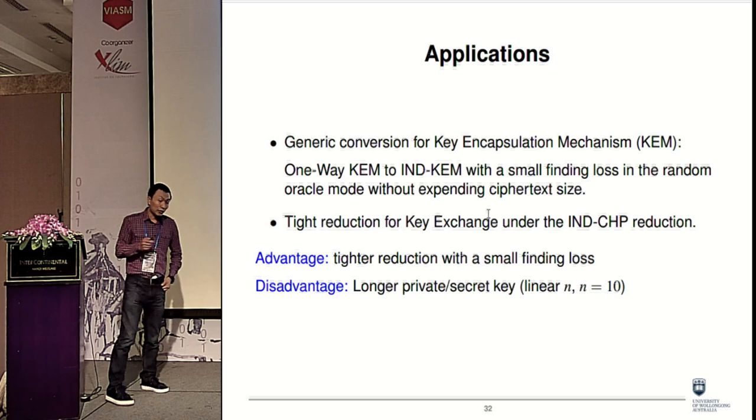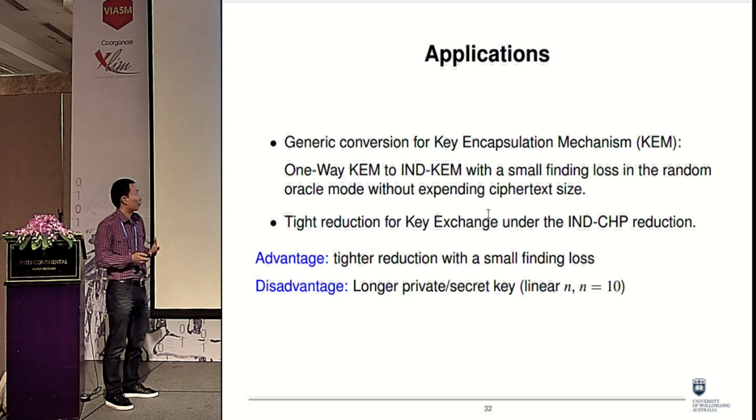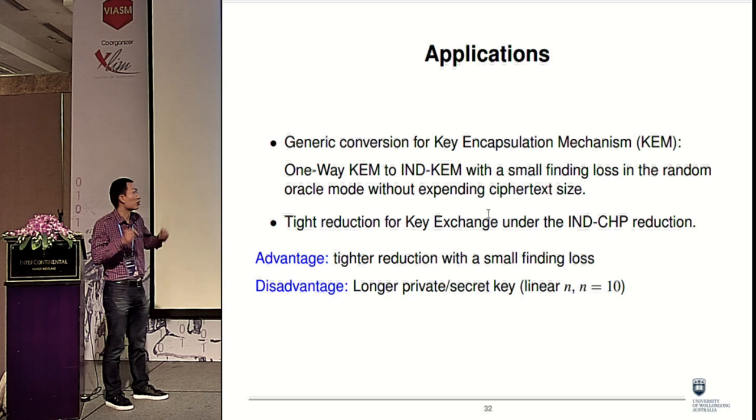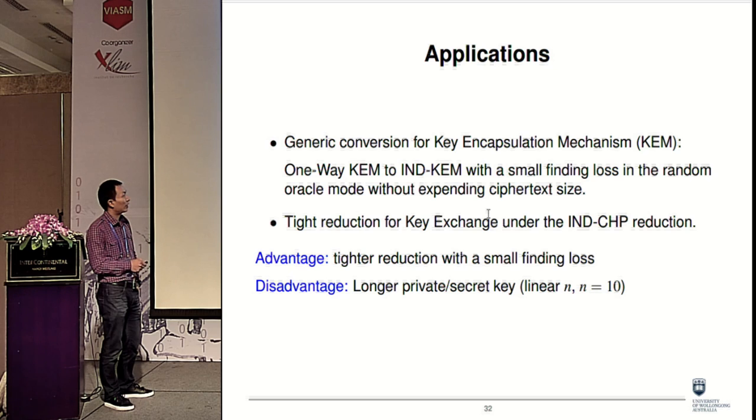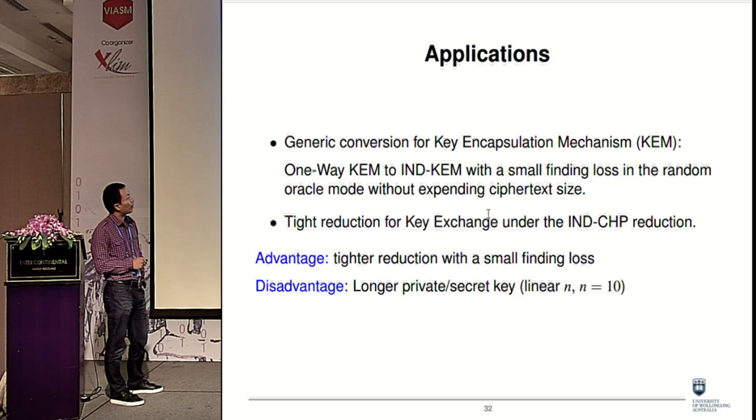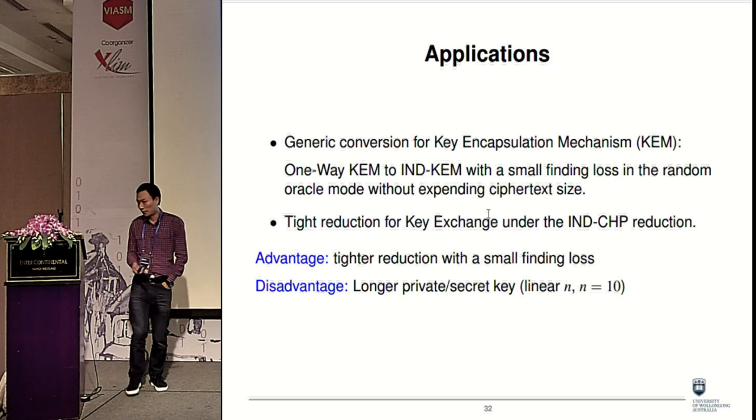And applications, in this work we show two applications. The first one is the generic conversion for key encapsulation mechanisms. We can construct a one-way to IND-CCA KEM with a small tightness loss in the random oracle model without expanding ciphertext size. But this one has a condition. And also, we discussed the tight reduction for key exchange and the CDH reduction, but this one is much more complicated, so please refer to our paper for details. The advantage is that we can have a tight reduction with a small tightness loss. The disadvantage is that we will have a long private secret key, linear in the number n, so it's about n times.